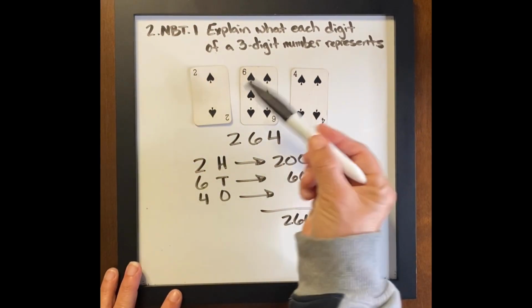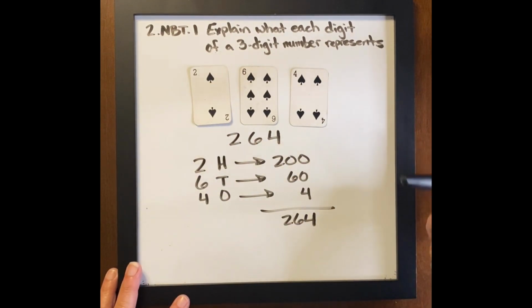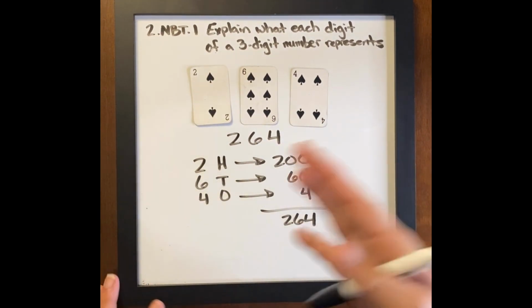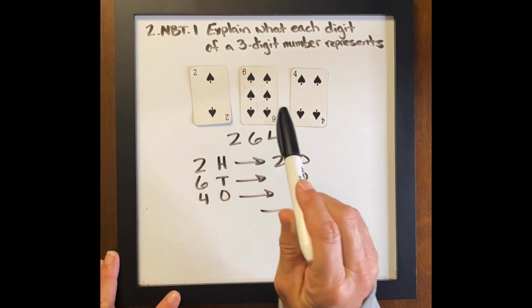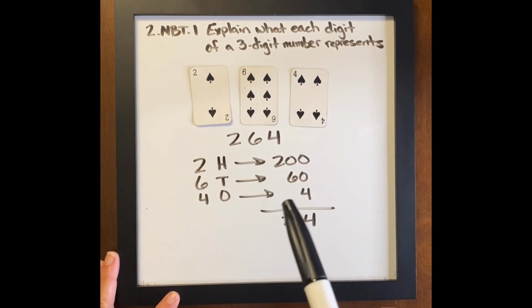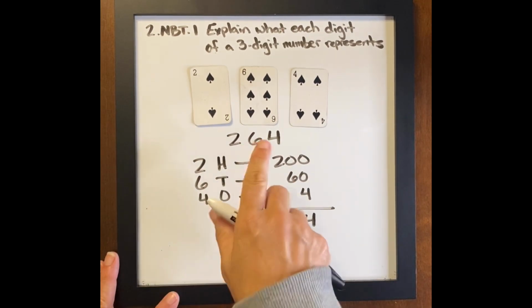what this is. And you can see by their papers, you can walk around and really get a very quick, rough estimate, kind of a very quick, informal assessment of students' understanding of what each value of the digit means.